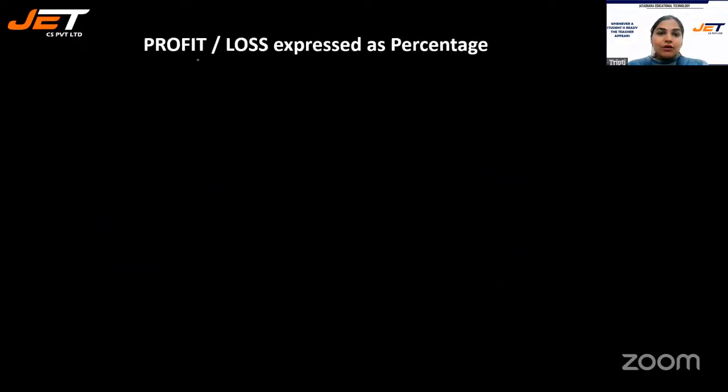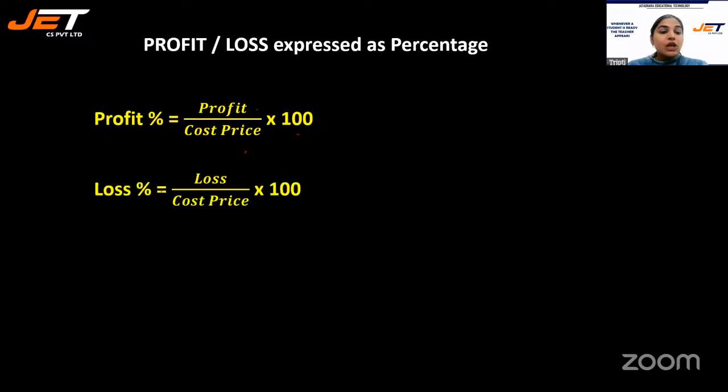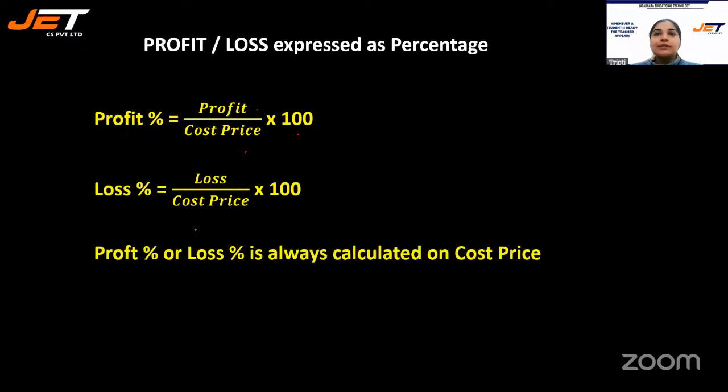Okay. Now, profit and loss expressed as a percentage. If you need to find profit percentage, it's profit by the cost price times 100. And if it's loss percentage, it's loss by the cost price times 100. So profit percent or loss percent, whatever it is, is always calculated on the cost price. So whether you're finding profit percentage or loss percentage, it's profit by cost price or loss by cost price times 100.